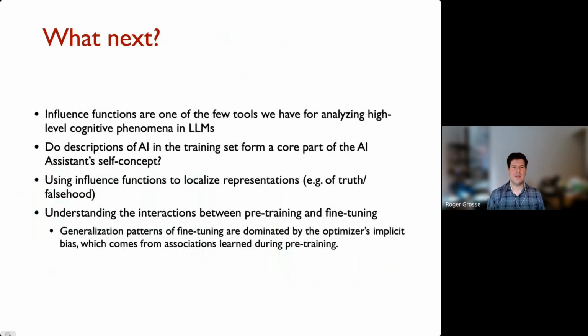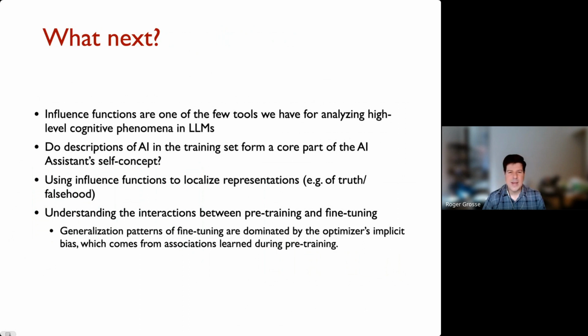And so to summarize, influence functions are one of the few tools we have for analyzing high-level cognitive phenomena in large language models. So we can take a phenomenon that we're interested in and do a search over the training set, recover influential sequences, start to figure out what part of the network is learning from those sequences. We can run experimental tests to test hypotheses about generalization.